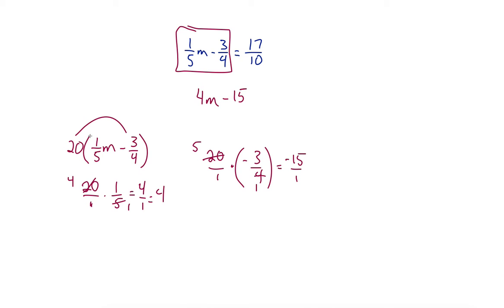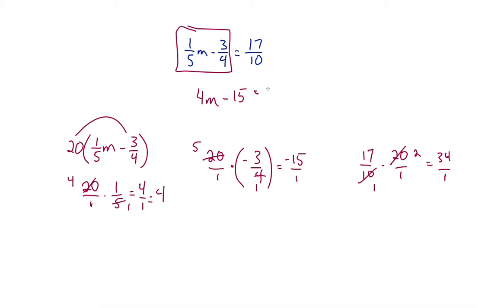So I multiplied the left side of the equation by 20. Now if I multiply the right side of the equation by 20, let's do that down here. 17 over 10 times 20 over 1. I can cross simplify with the 10 and the 20. So 10 becomes 1, and 20 becomes 2. So 2 times 17 is 34 over 1, which of course equals 34.